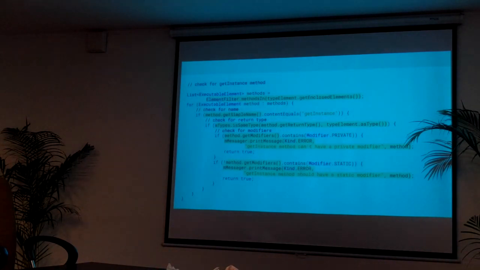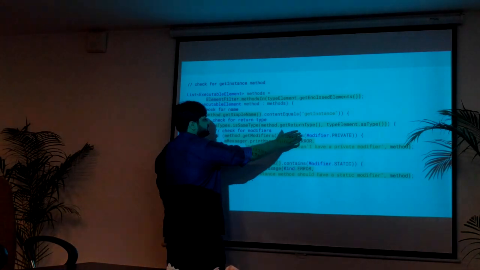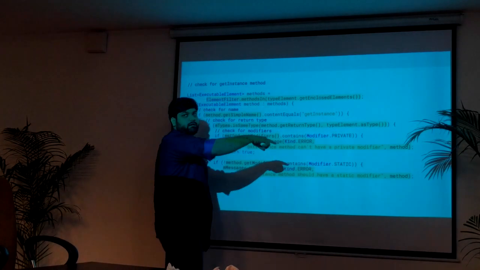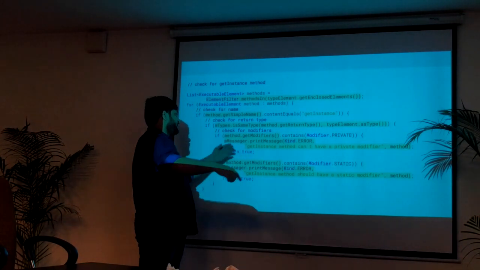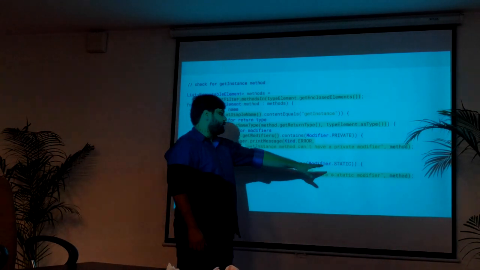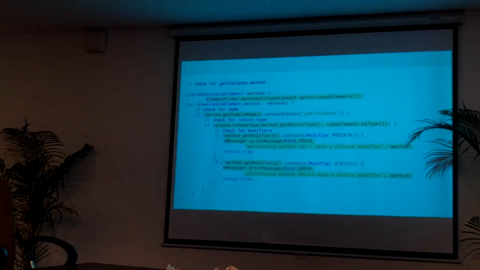In a similar way, we are getting the methods over there. We are checking the get simple name. If it is getInstance, go further, then basically yes. So these are the types which I was talking about. The method return type should be the same as the class type, because that is what getInstance does. And we are again checking the modifiers. It should not be private and it should be static. So again it's the same cases. And yes, that's it. So our annotation processor is done.